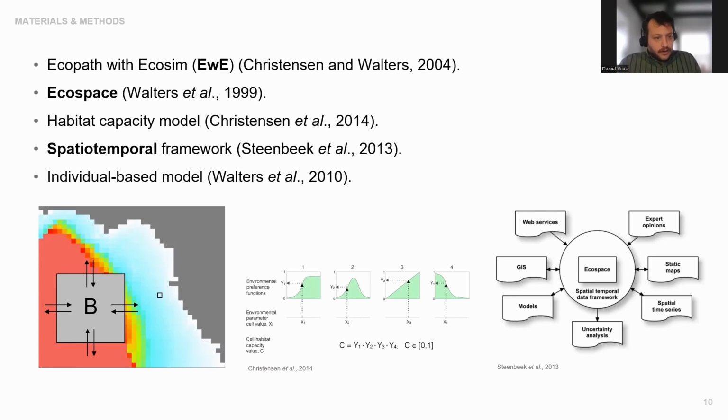It also includes the spatial temporal framework that allows to incorporate the spatial temporal information into the system and allows a better representation of the system. And also we use the individual based model that allows groups to move as packets of individuals, which allow a better representation on the spatial predictions.